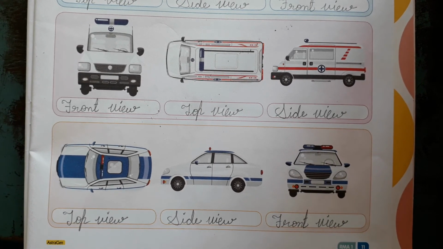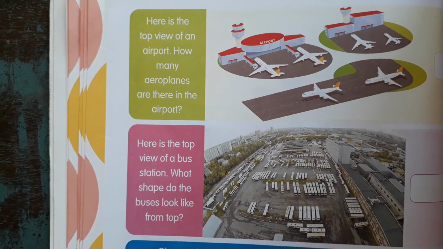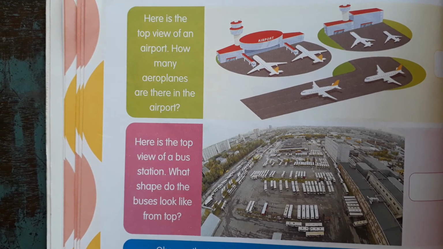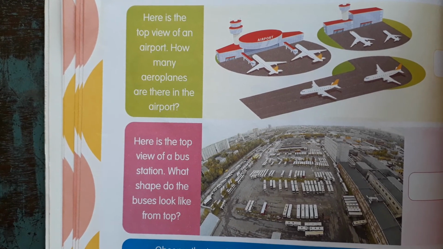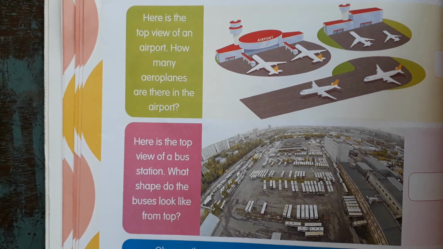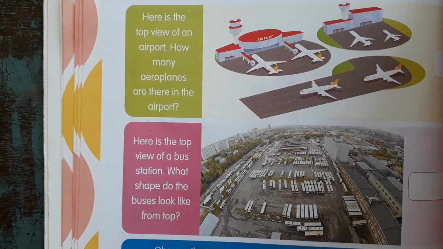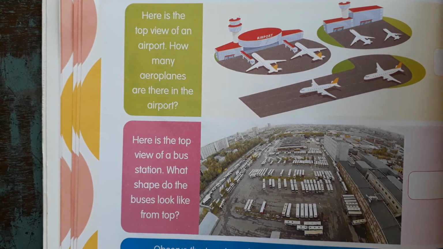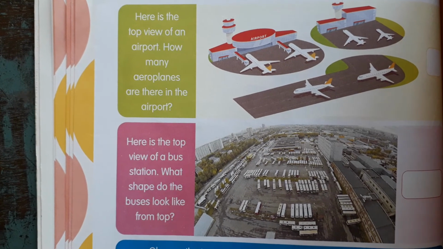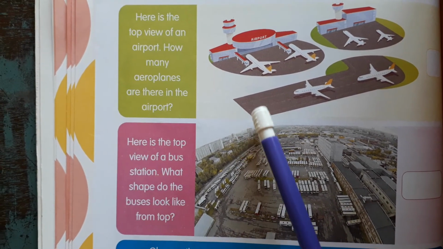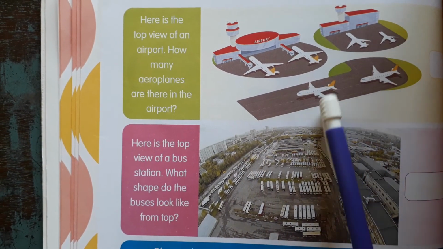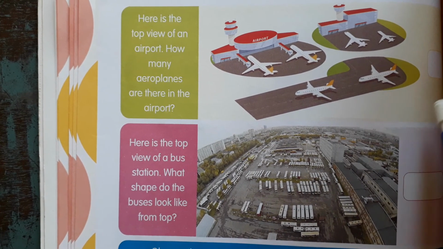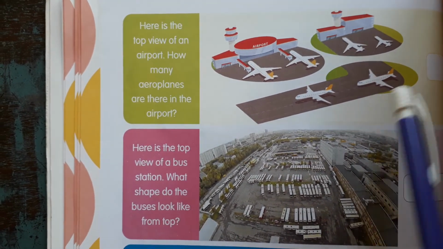So write neatly. Come to the next page, page number 12, children. Here is the top view of an airport. How many aeroplanes are there in the airport? How many aeroplanes are there, children? Count. 1, 2, 3, 4, 5, 6. So write the 6 in this box.